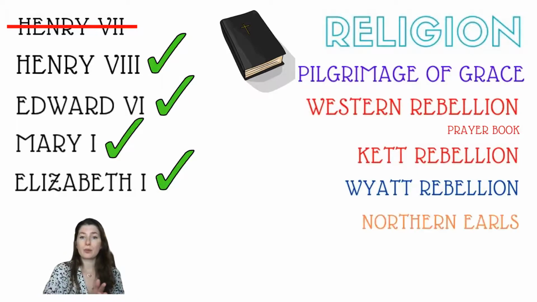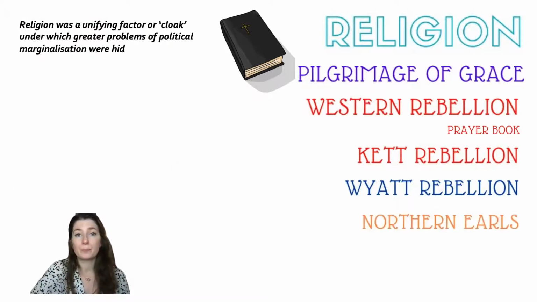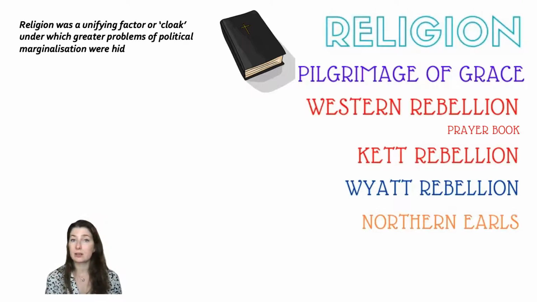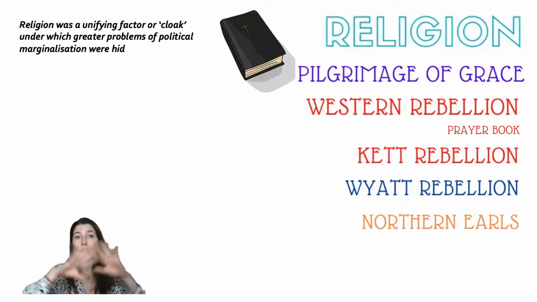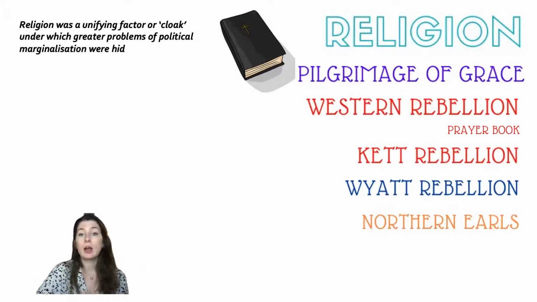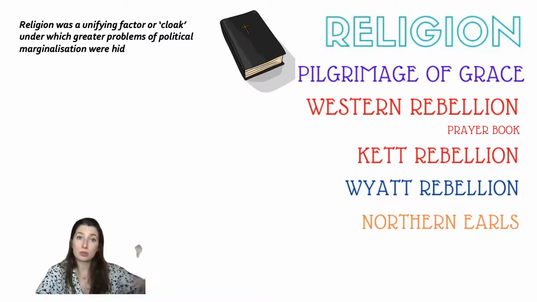Moving on to Elizabeth, I want to start with the Northern Earls Rebellion. For the Northern Earls, religion was a unifying factor or cloak under which greater problems of political marginalisation were hid. I believe that the elite nobility who essentially created this rebellion used religion as a cloak to incite the populace below them to join the rebellion. But I think for them, it was less about religion and more about factional strife, marginalisation, and a desire for greater power. Remember, Elizabeth changes the country back to Protestant after Mary's Catholic reign.